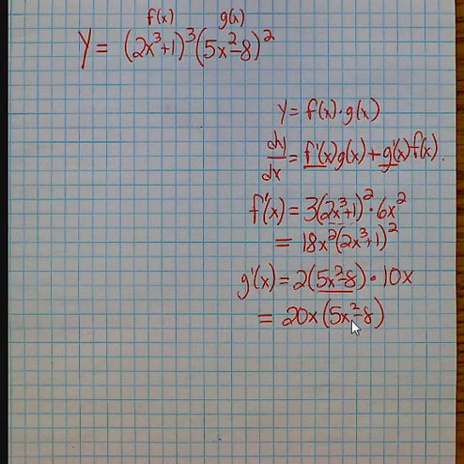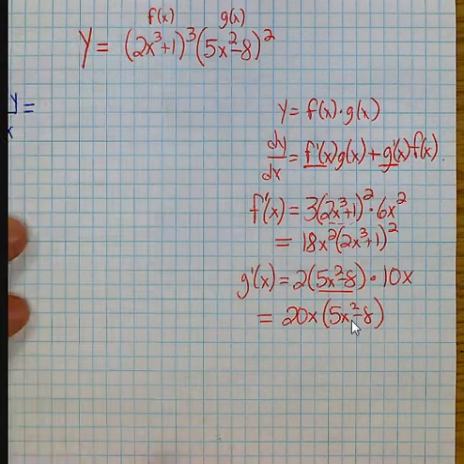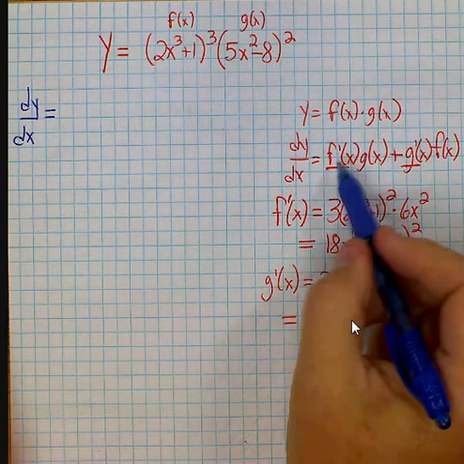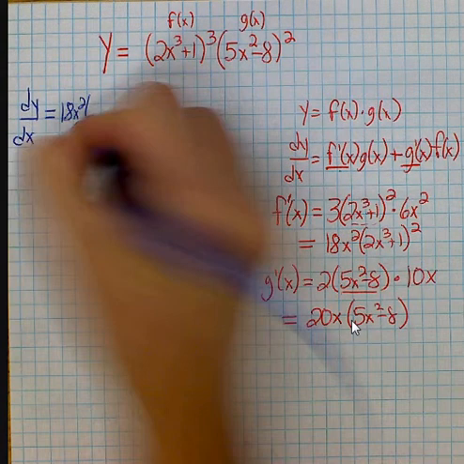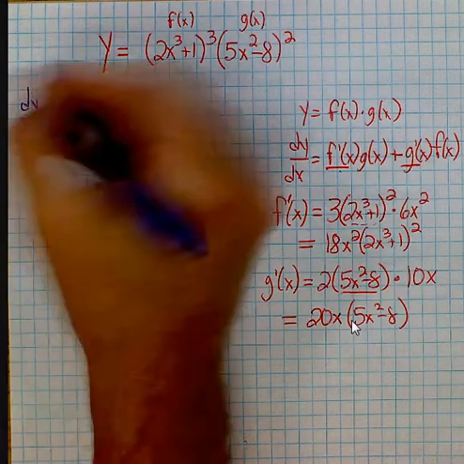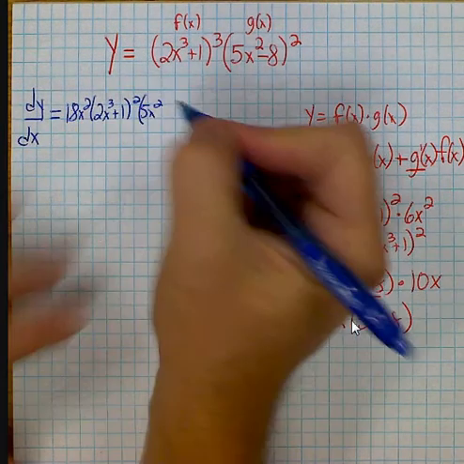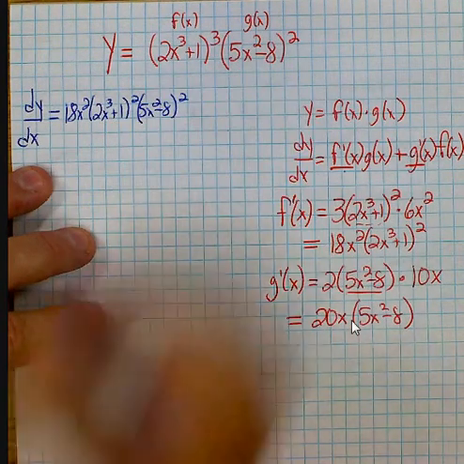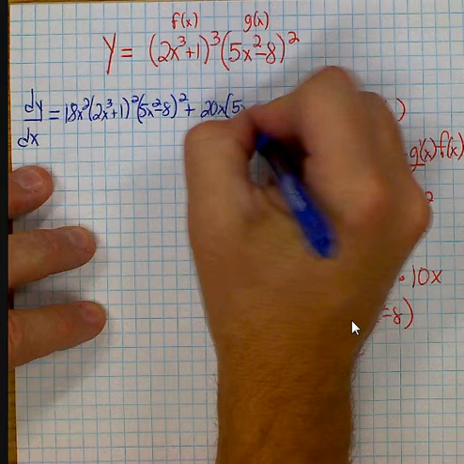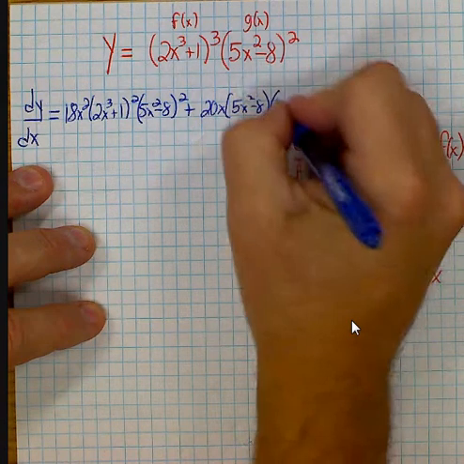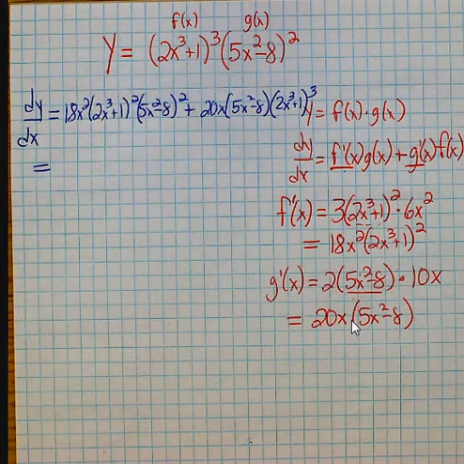So I'm going to start. Hopefully I can fit all this. We're going to go with dy dx is equal to, all right? So I start off with the product rule. I want f prime of x. We know that now, 18x squared times 2x cubed plus 1 squared. Once you have all this done, it's just really copying things down into their right spot. Then times g of x, 5x squared minus 8 squared. Plus g prime of x, that's 20x times 5x squared minus 8 times f of x, which is 2x cubed plus 1 cubed.